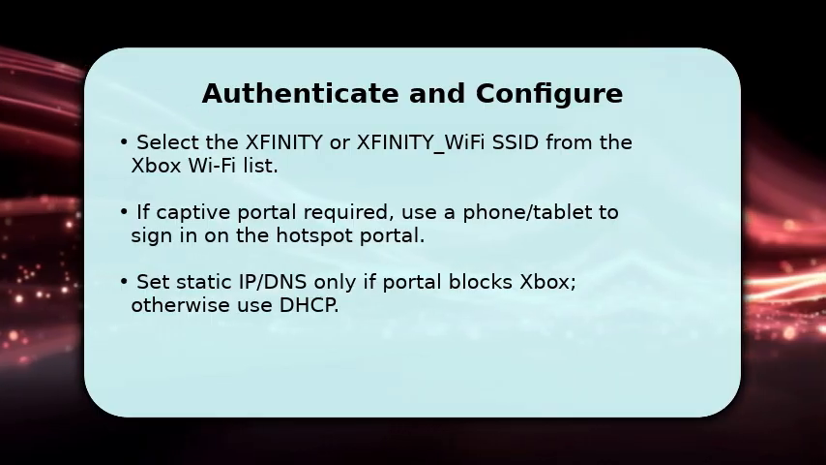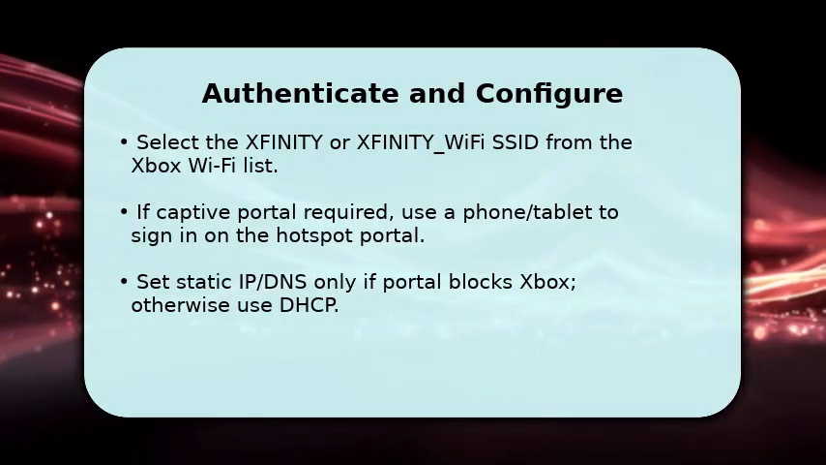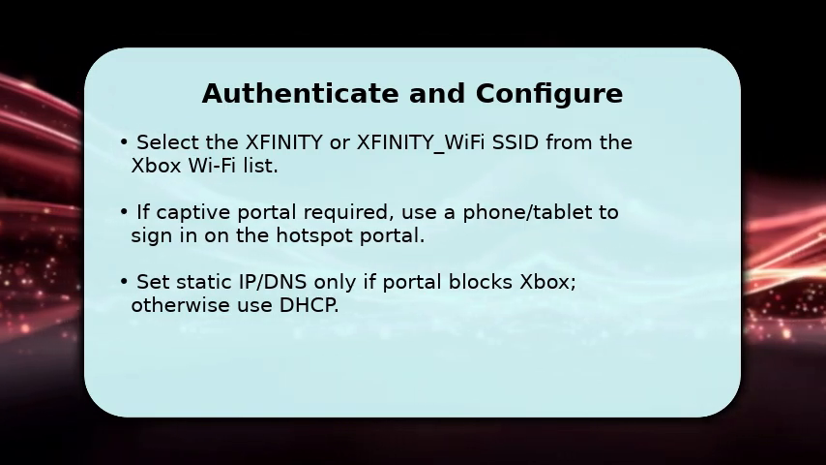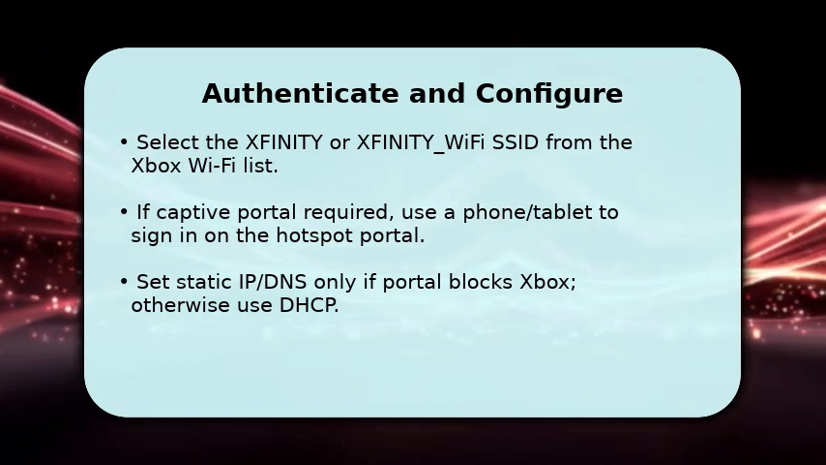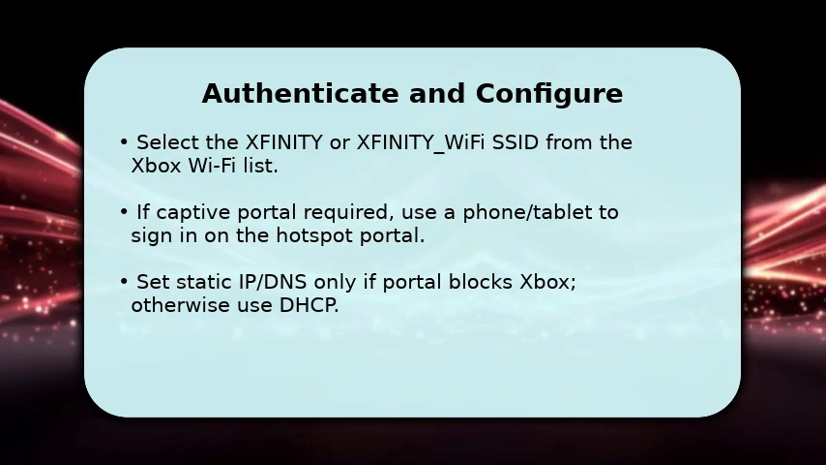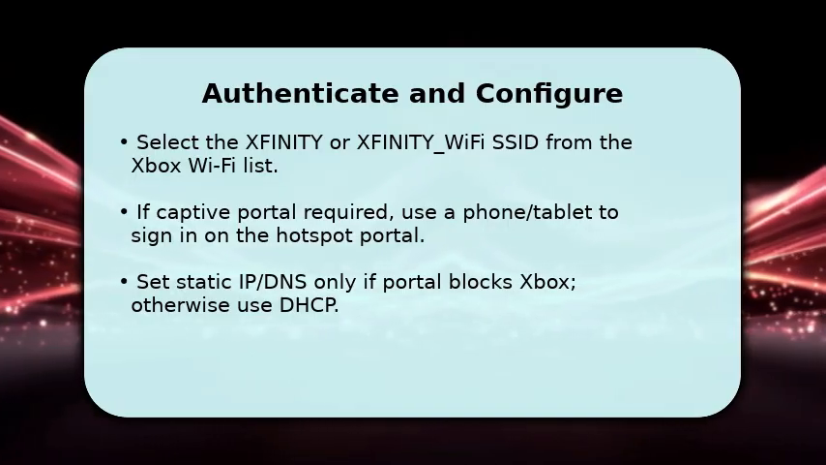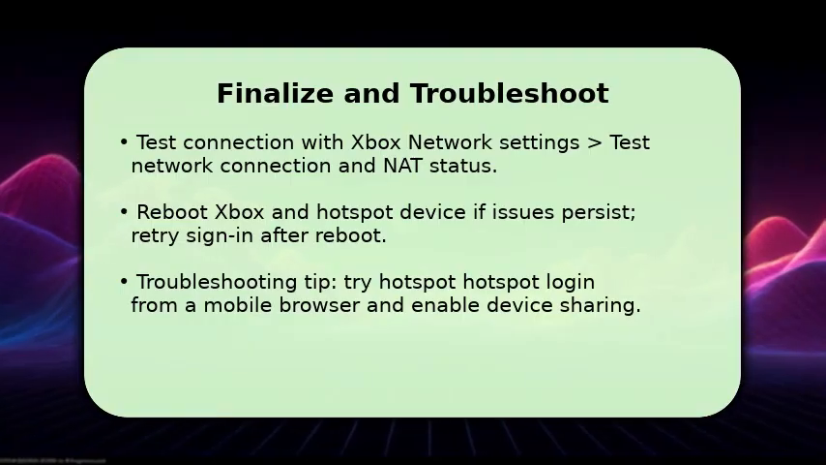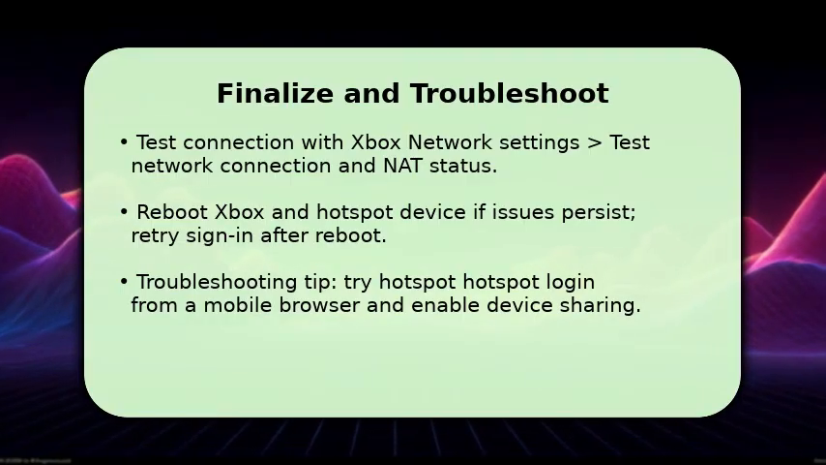Make sure DHCP is enabled. Only use manual IP/DNS if the network blocks or isolates devices and you know the correct values to enter. Finish by running Test Network Connection on the Xbox to confirm internet access and check NAT type. A moderate NAT may limit multiplayer.